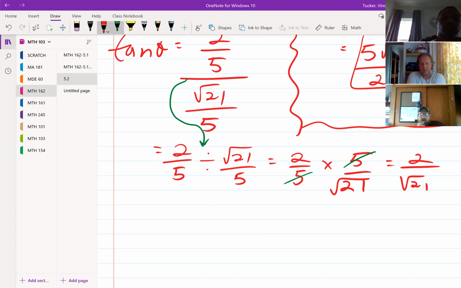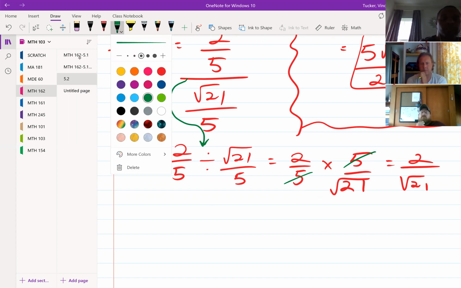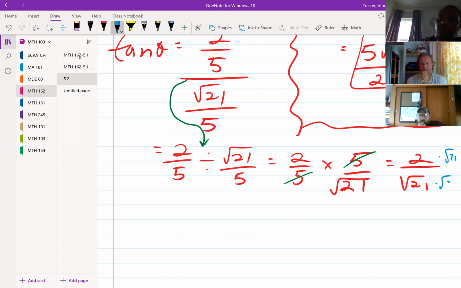So now we rationalize the denominator again. Multiply top and bottom by the square root of 21. So that'll be 2 square root of 21 over 21.